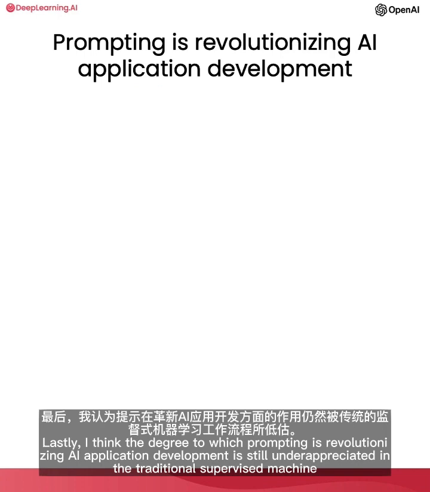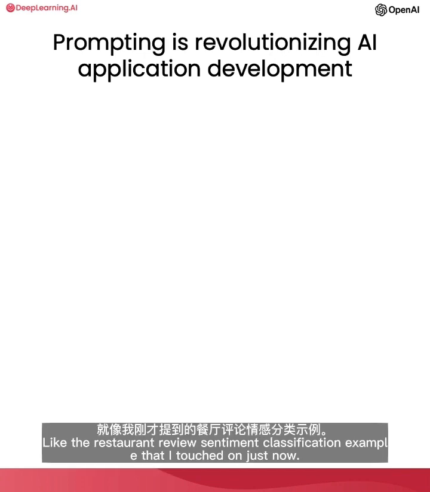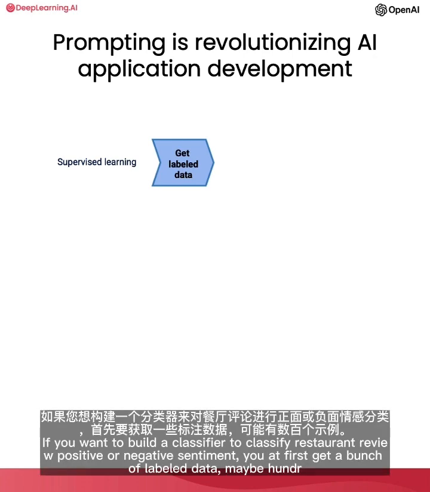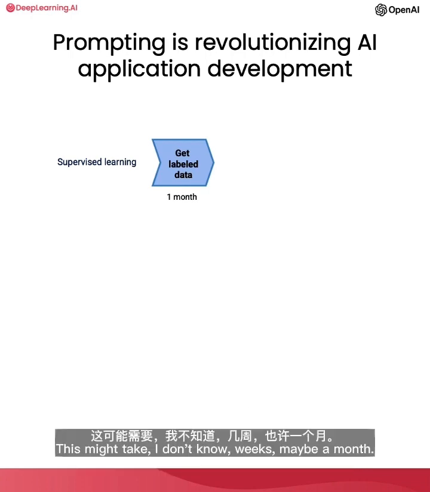Lastly, I think the degree to which prompting is revolutionizing AI application development is still underappreciated. In the traditional supervised machine learning workflow, like the restaurant review sentiment classification example that I touched on just now, if you want to build a classifier to classify restaurant reviews as positive or negative sentiment, you at first get a bunch of labeled data, maybe hundreds of examples. This might take, I don't know, weeks, maybe a month.